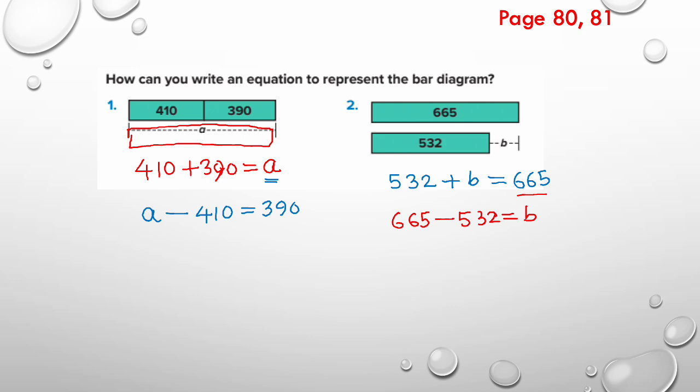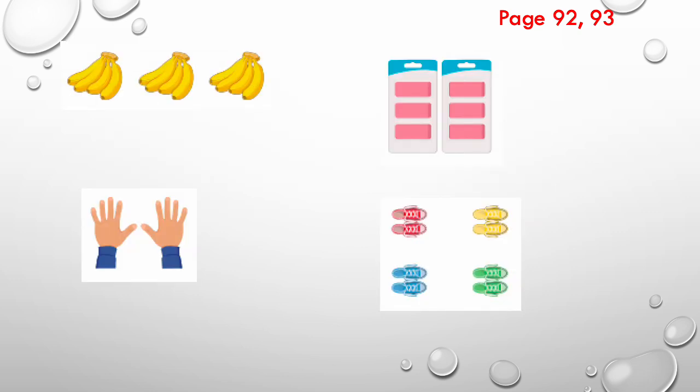Okay, and the last part of this video is grouping. This is the next unit. This is very, very important because all multiplication is based on grouping or arrays. So you must know how to make the multiplication equation and the division equation from the group and from the array. Now you see here, there are 4 bananas.